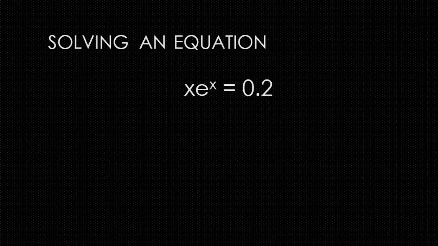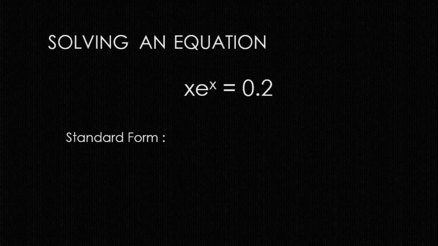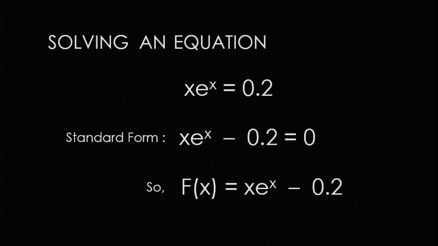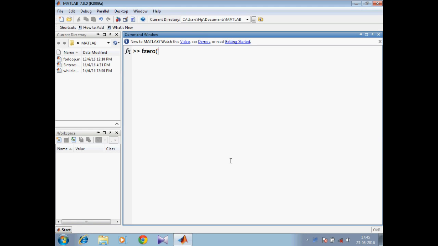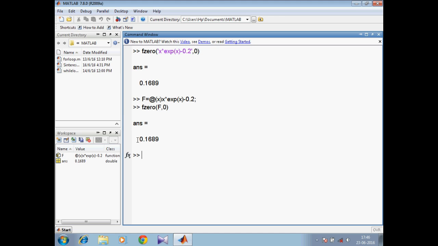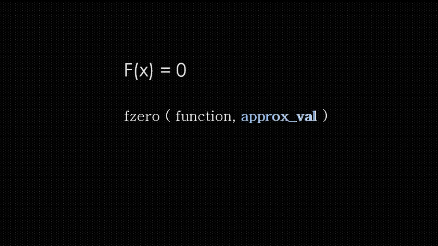Let's find the solution of this equation. Converting it to standard form, we get this. The function can be typed as a string within single quotes, or we could create an anonymous function for this and put its name as the function. In both cases, we get the same solution. The fzero function calculates the solution nearest to the given approximate value.